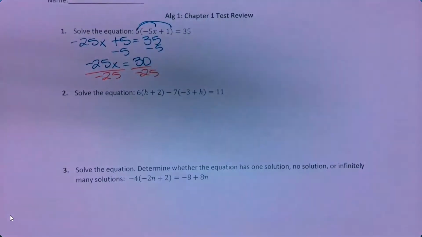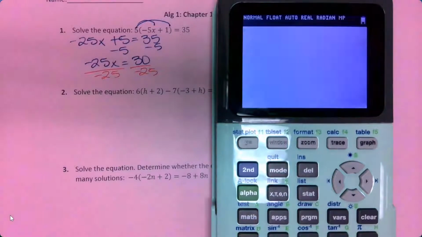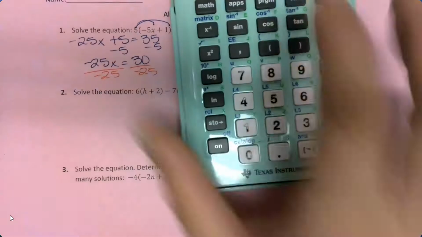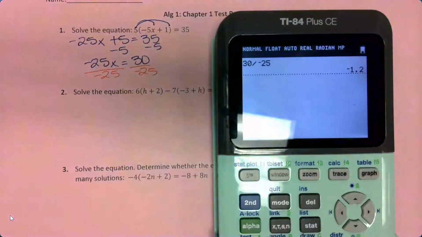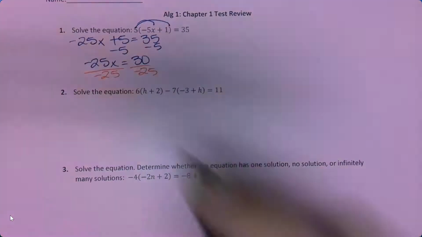Then I just want to go ahead and do this on my calculator. I'm going to do 30 divided by negative 25. Remember when I'm typing in that negative to use the white one at the bottom of the calculator. Then I press enter, and this gives me negative 1.2.